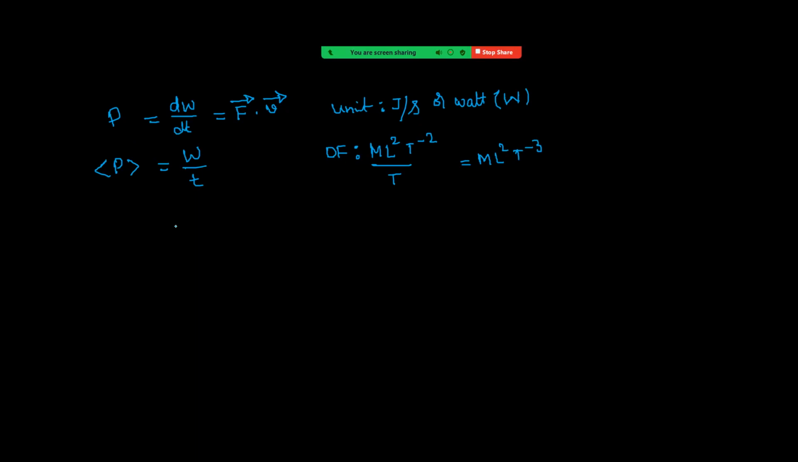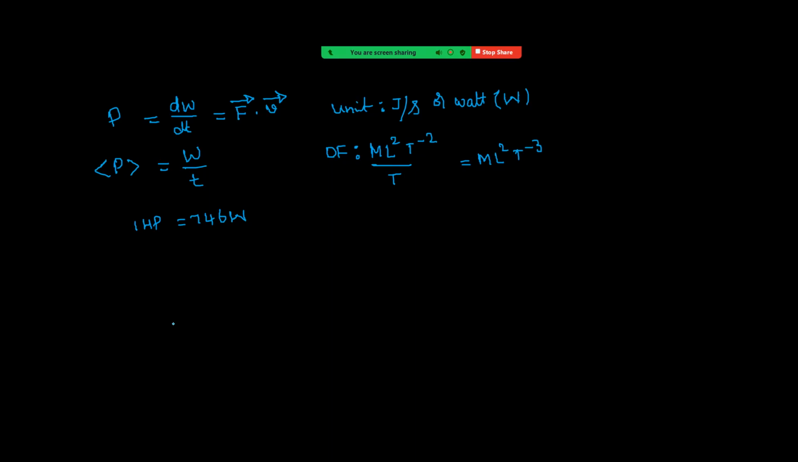Sometimes we are using horsepower. 1 horsepower is equal to 746 watt. That is 1 horsepower.